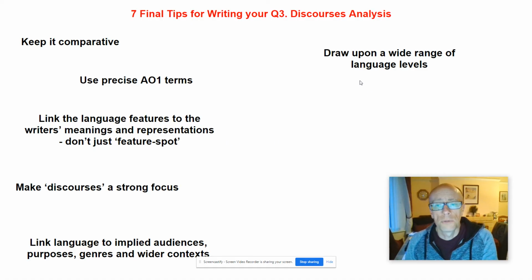Do make sure that you draw upon a wide range of language levels. We find that the weaker students often focus on lexis, and that's it. They get stuck on lexis. What you need to be doing is making sure that you're doing things to do with pragmatics, discourse, grammar, lexis, all over the shop. You've got your seven different language levels. You should be drawing upon your knowledge of all of them, with the one thing that you shouldn't spend ages on: graphology.